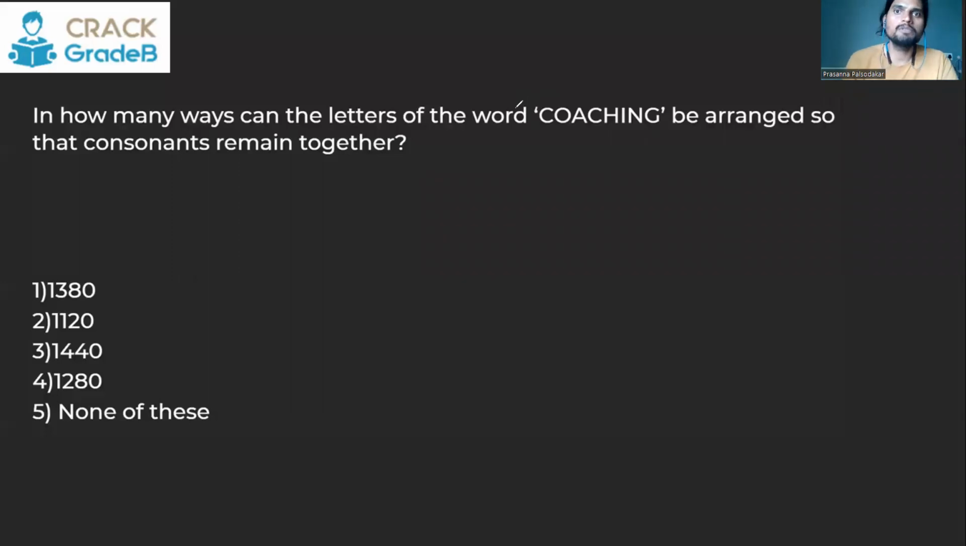How many ways can the letters of the word coaching be arranged so that the consonants remain together? So coaching has C, C, H, and G as consonants, and the vowels are O, A, I. Now, if you want these consonants to remain together, all you have to do is tie them with a rope.